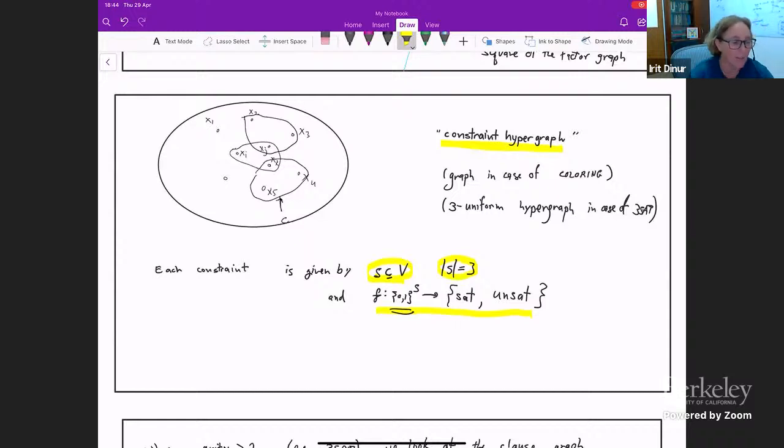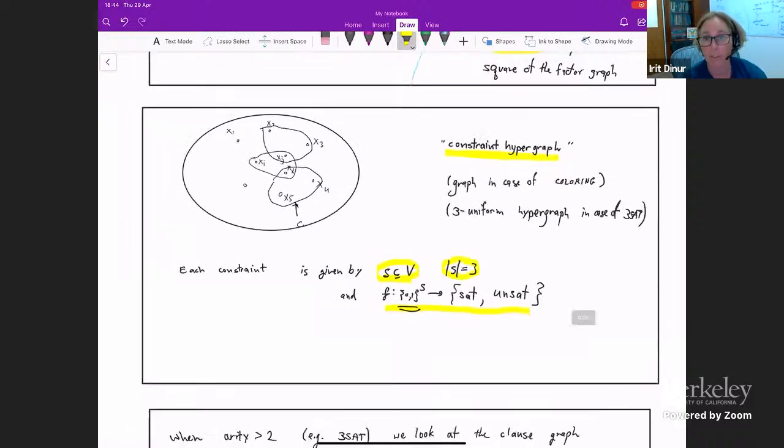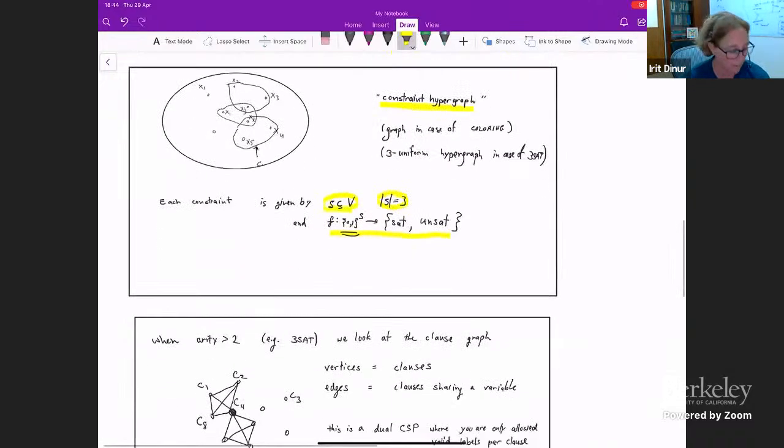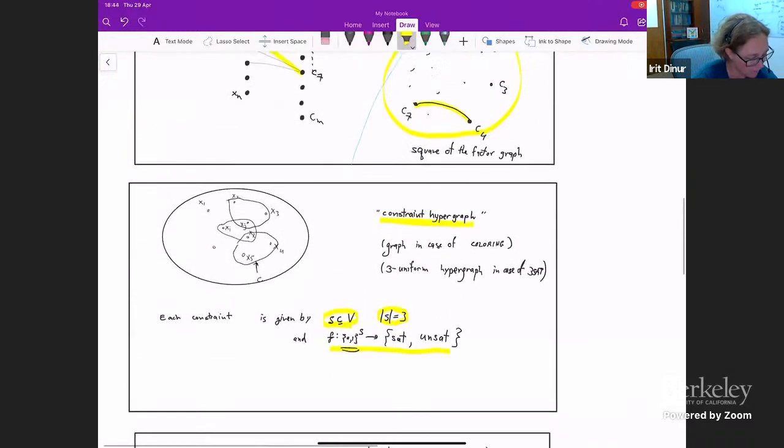And the underlying graphical structure that you see here is a hypergraph. In the case of 3-SAT, it's a 3-uniform hypergraph. In the case of coloring, it's 2-uniform, so it's actually a graph. So in the case of coloring, this description coincides with the graph that you're trying to color. This is another reason or justification for me to say that I think this graphical description is the correct way to describe the CSP.